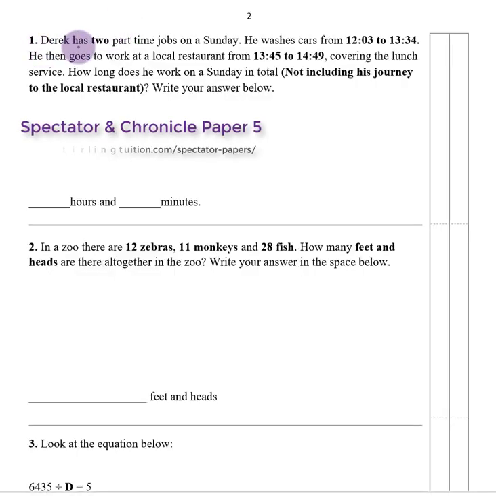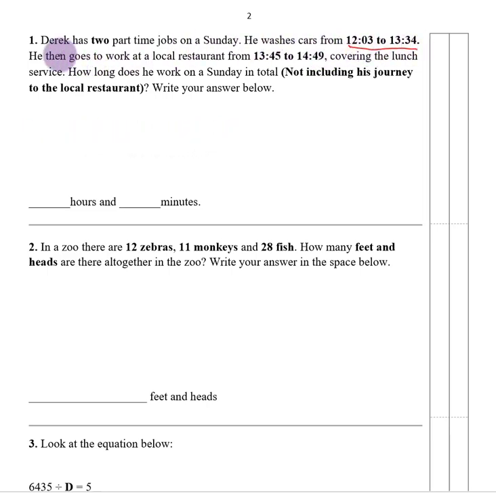Question 1. Derek has two part-time jobs on a Sunday. He washes cars from 12:03 to 13:34. Then he goes to work at a local restaurant from 13:45 to 14:49, covering the lunch service. How long does he work on a Sunday in total, not including his journey to the local restaurants? Write your answer in the space below.